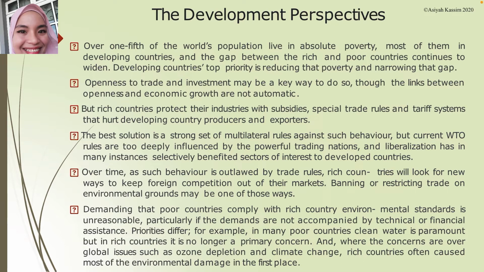So demanding that poor countries only comply with the rich countries' environmental standards is unreasonable if the demands are not accompanied by technical or financial assistance. For example, in many poor countries, clean water is paramount. But in rich countries, it is no longer a primary concern, where the concerns are over global issues such as ozone depletion and climate change. Rich countries often cause most of the environmental damage in the first place.